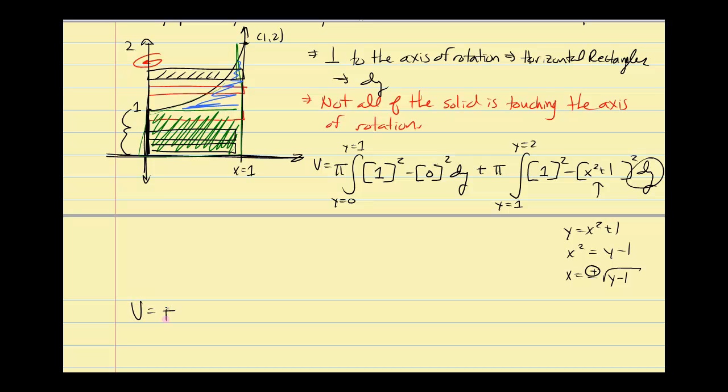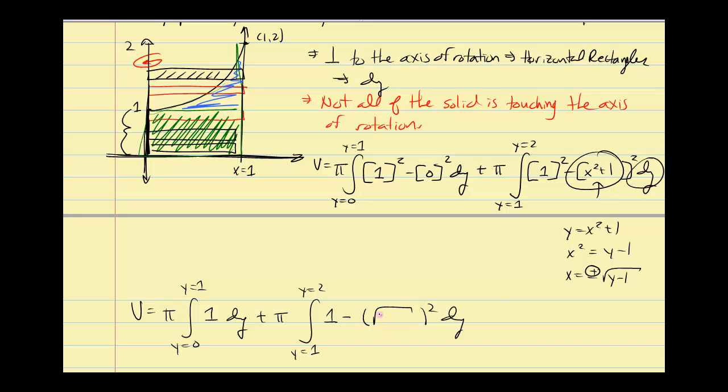So rewriting my volume here, I have 1 dy, integral y equals 1 to y equals 2, 1 squared again is 1 minus, now I can replace this x squared plus 1 with root y minus 1, dy. Now when we integrate and evaluate this, and again please go through and verify, you get 3 pi over 2 units cubed. And this is volume.